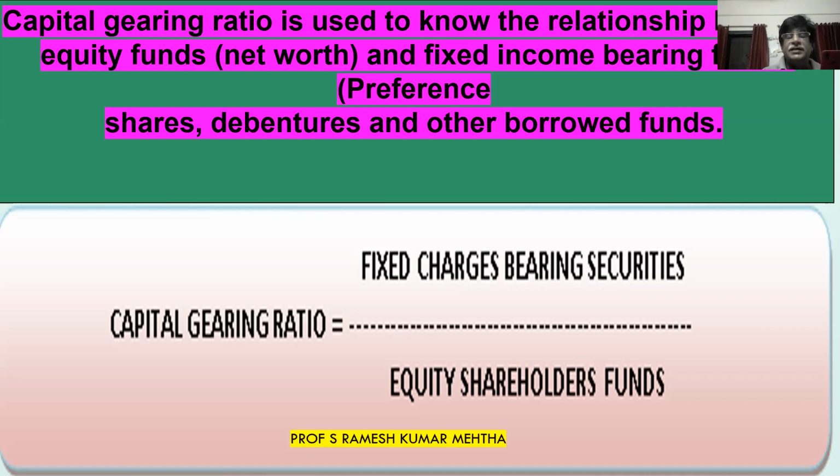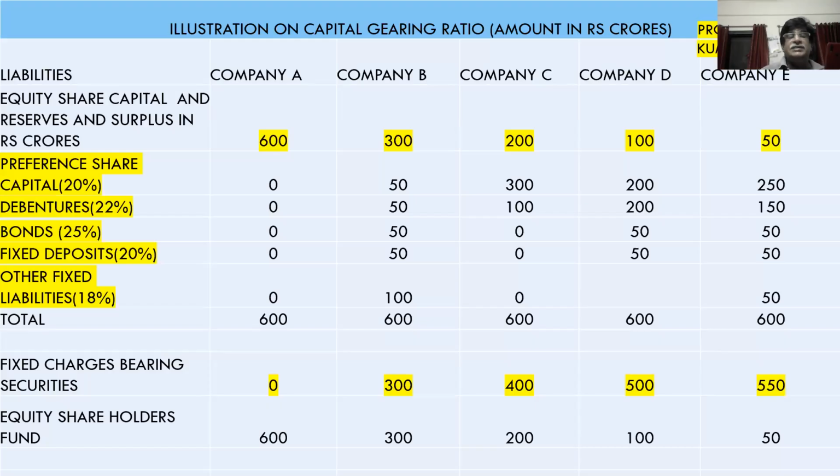Next, let's have a small illustration to understand it. Now look at the first example. We are taking a small problem on capital gearing ratio, and let's talk about company A. Look at only the capital structure of company A. The equity share capital is 600 crores, preference capital is zero, debt capital is zero, debentures are zero, bonds are zero, fixed deposits are zero, and other fixed liabilities are zero.